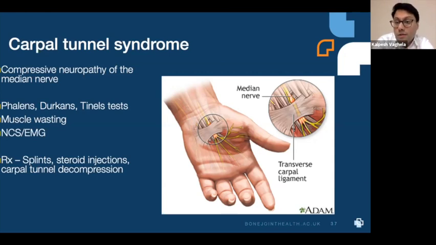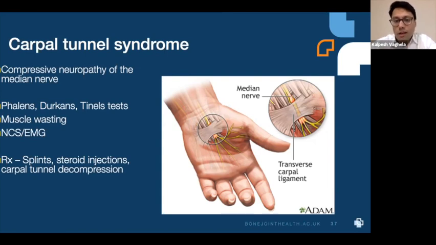There's a few different provocative tests that you can perform, such as Tinel's, Phelan's, and Durkan's, and these really give you an idea that the nerve is not very happy in this. So you may consider doing nerve conduction and EMG studies. I think that if you've got a classical history with a positive Tinel's and provocative tests, it's appropriate to proceed with treatment for this without a nerve conduction study.